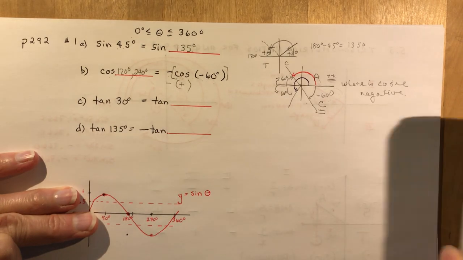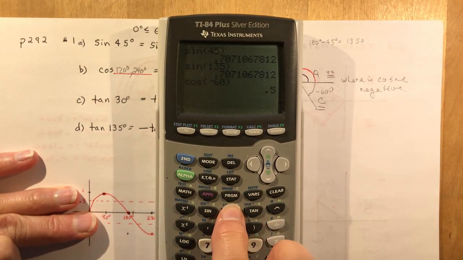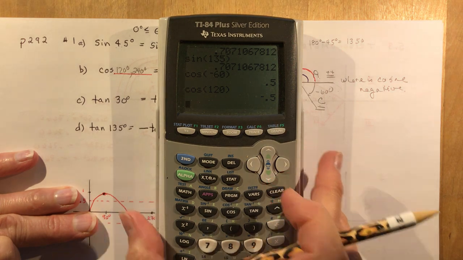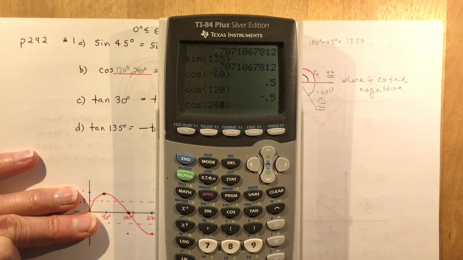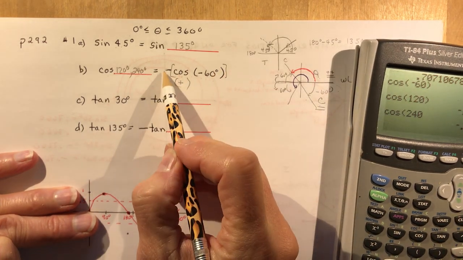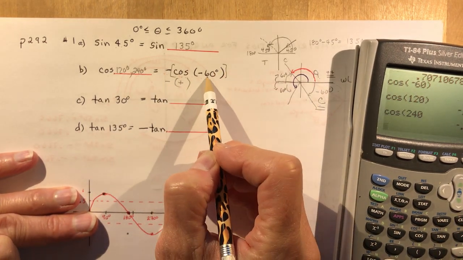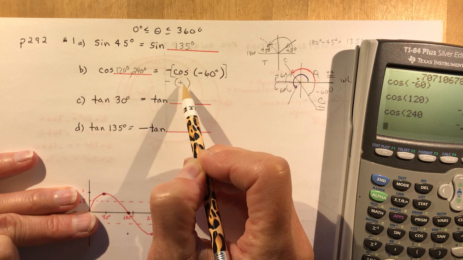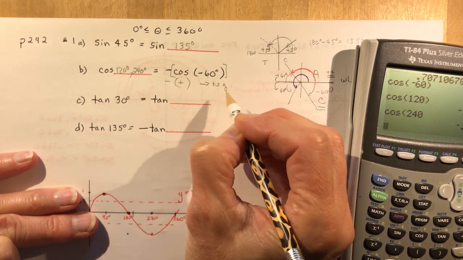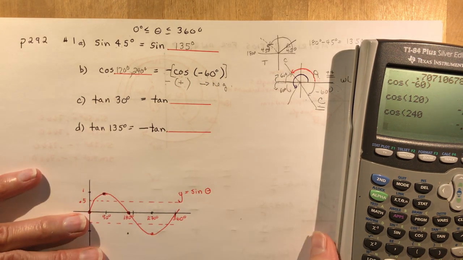240 degrees. Okay, so let's take a look on our calculator. Cos of 120. Negative 0.5. That's what I wanted. The cos of 240, negative 0.5. And that's because I wanted the negative of the cos of a negative angle. So negative times a positive means negative. That's the trickiest one in your homework assignment.